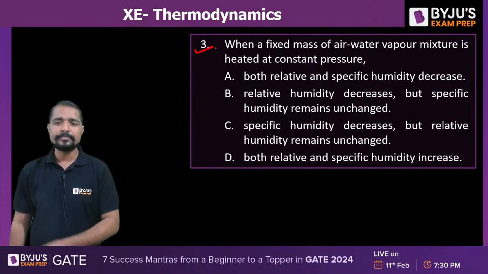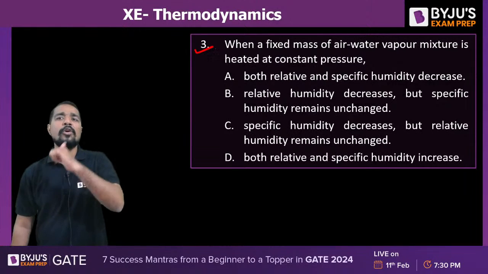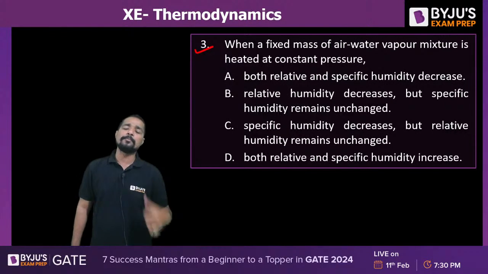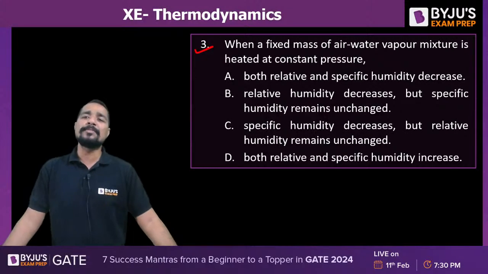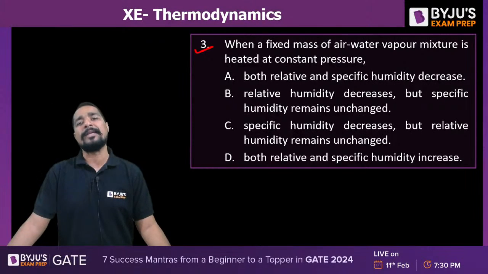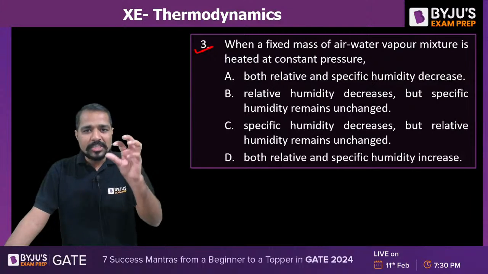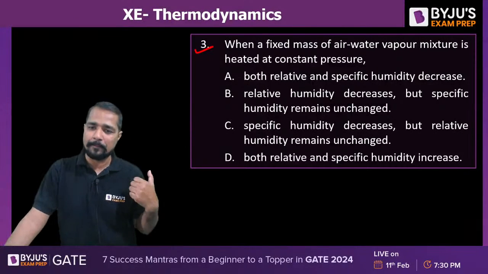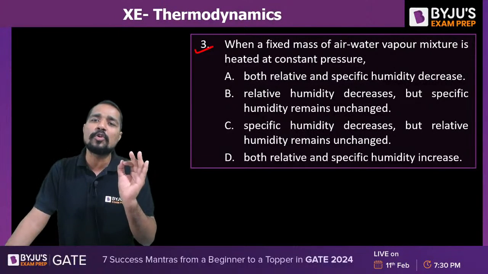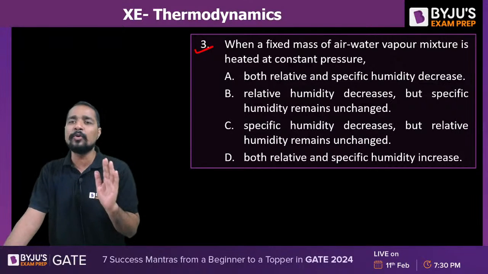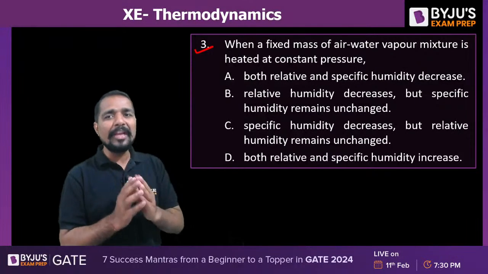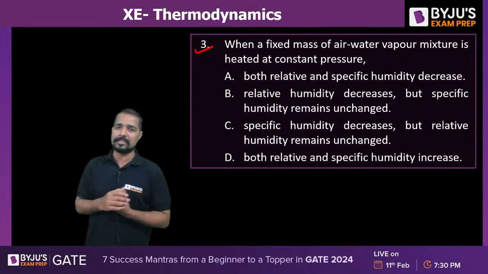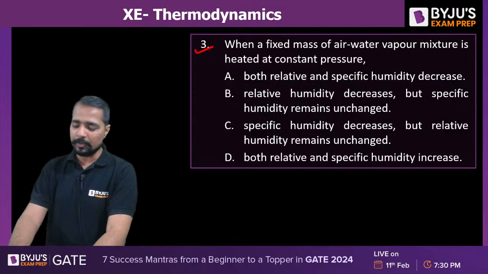Third one: when a fixed mass of air-water vapor mixture is heated at a constant pressure, which of the following is the correct statement? Most air is heated in a chamber and the process is an isobaric process. I am going to tell you again, my dear, up to question number 9 you will feel it very easy to solve any question. बहुत आसान क्वेश्चन आपको लगेंगे.